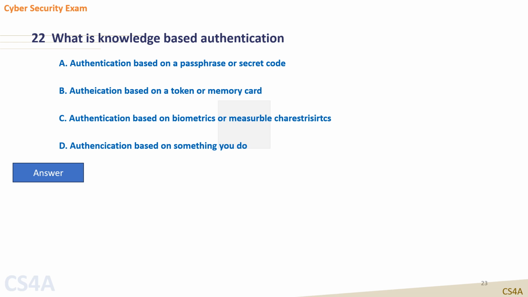Authentication based on token and memory card. That is not correct. And authentication based on biometric and measurable characteristics. That is also not correct. Authentication based on something you do. So now, knowledge based authentication is related to what we remember, and we use what we remember to get access. So the answer is A.